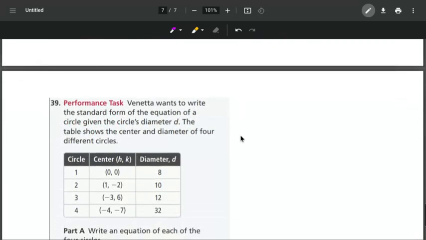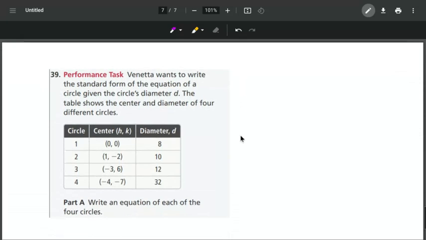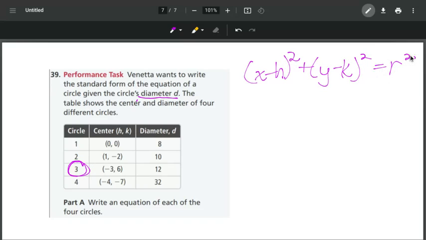And then something else you need to be able to look at, something like this. Vanetta wants to write the standard form equation of a circle given the circle's diameter. The table shows the center and the diameter of 4 different circles, and we need to write the equation for each one. So let's just pick one because all these are similar. So let's do this one. All right, so I know the center, h and k. I know the diameter, but to write the equation of a circle, x minus h squared plus y minus k squared equals the radius squared. I have h, I have k, but I don't have the radius.